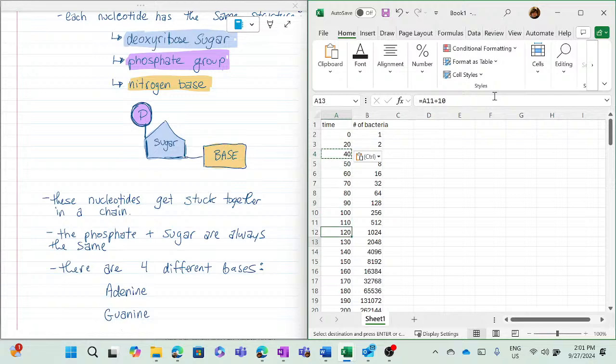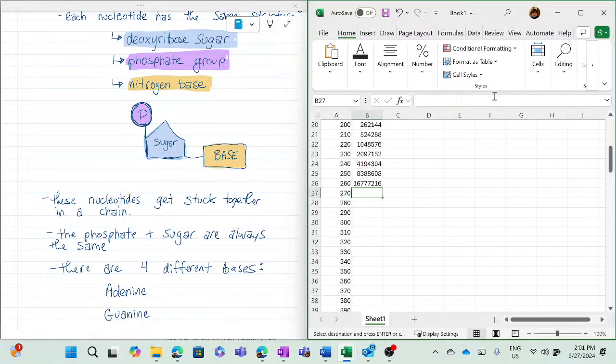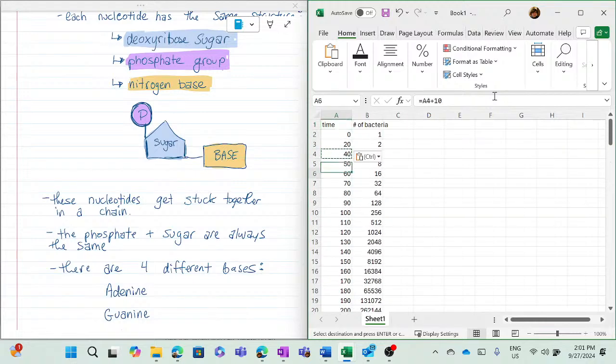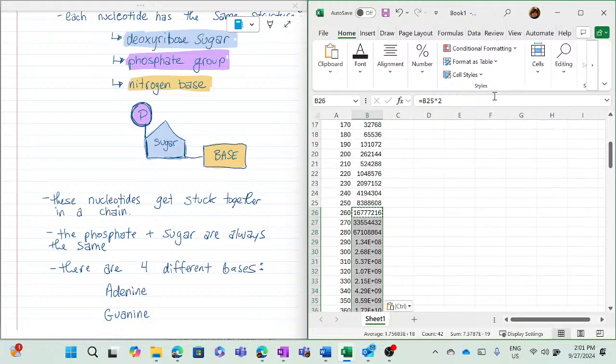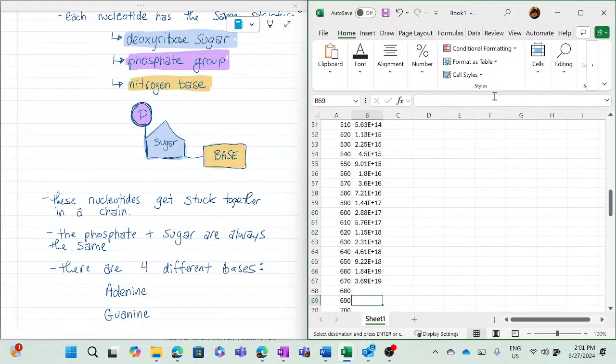That still means we'd have 1 billion in a mere 260 minutes. And how long is 260 minutes? Whoa, 2 hours is 120. 2 hours and 20 minutes? Yeah, right? Pretty darn quick. Now, will they grow indefinitely? No, of course. Eventually they'll run out of food, right?